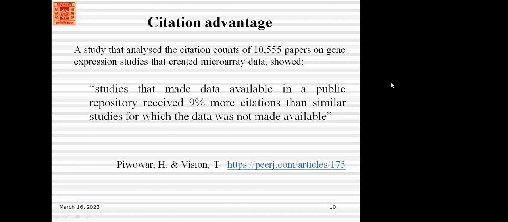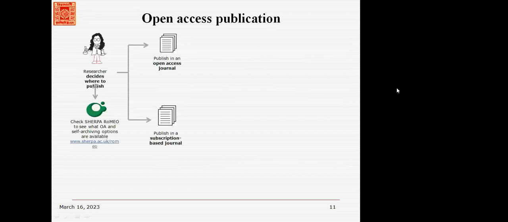Piwowar and Vision carried out a study, and it is seen that if we make data available in a public repository, that paper received 9% more citations than similar studies for which the data was not made available. So it is a fact, if we upload our publication in an open repository, then that paper will receive more citations than the closed access publication. This study also said that more than 9% citations will be received by the open access publication than the closed access publication. So we may get the citation advantage if we open our research activities.